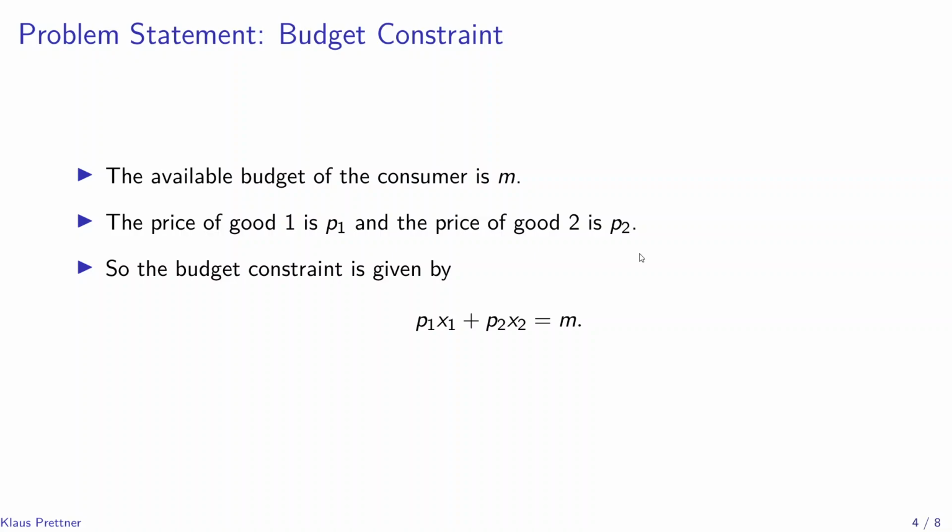With respect to the budget constraint, nothing changes from the previous video. We still have M as the amount of money that the consumer can spend. The price of good 1 is P1, the price of good 2 is P2, and the budget constraint is that everything that is spent on good 1 and everything that's spent on good 2 must not exceed the available budget.